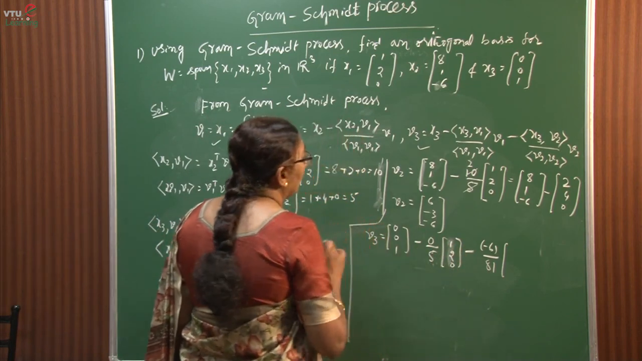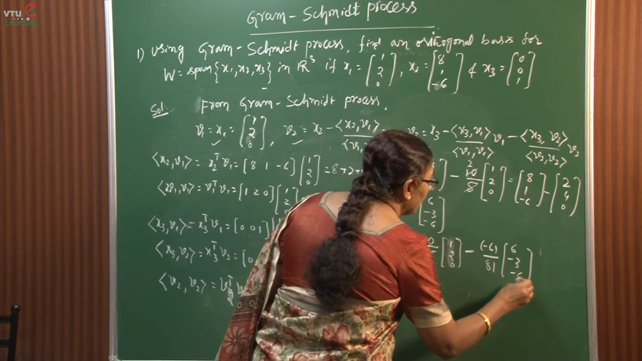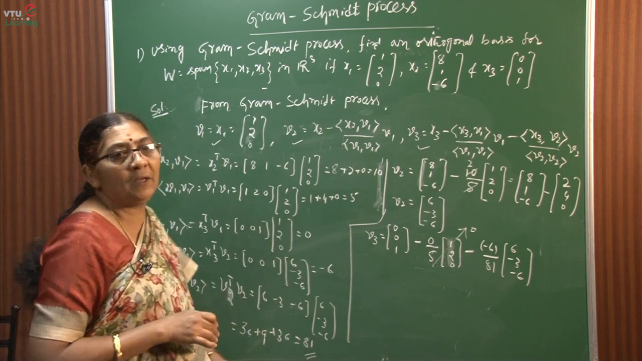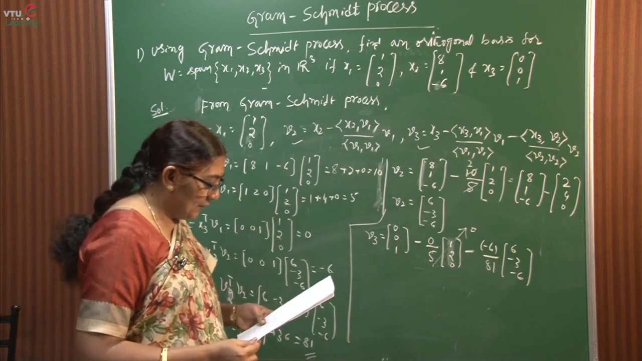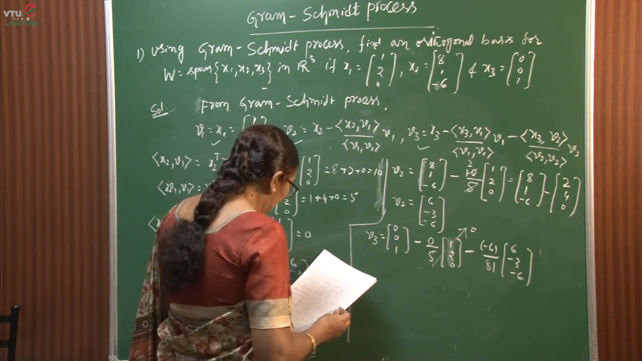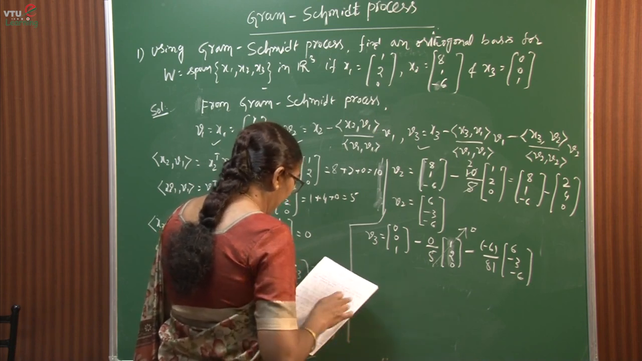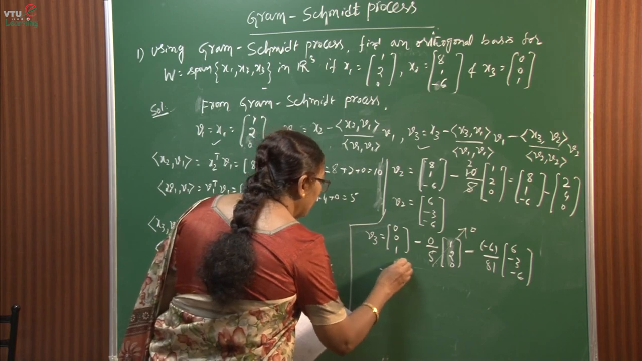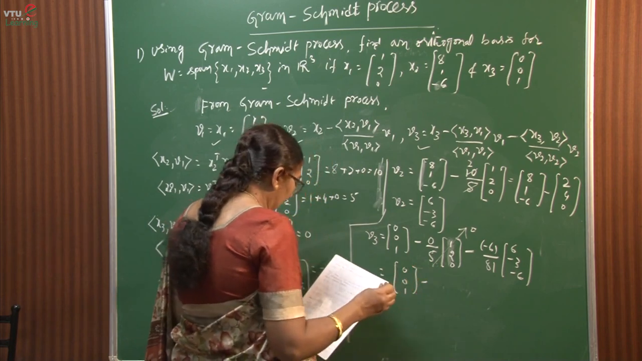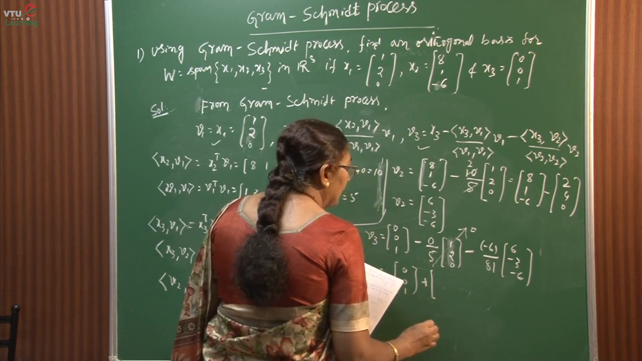Then minus the inner product of x3 comma v2, which is minus 6, divided by the inner product of v2 comma v2, which we calculated as 81, into v2. What is my V2? It is 6, minus 3, minus 6. Please carefully substitute properly. This term is 0. Why is it 0? 0 by 5 is 0, and 0 into a non-zero value must be 0. We have to neglect it. Once you neglect that, next we substitute these values. Now, what do we get? V3 is 0, 0, 1 minus, minus into minus, what we get is plus. Now observe carefully.